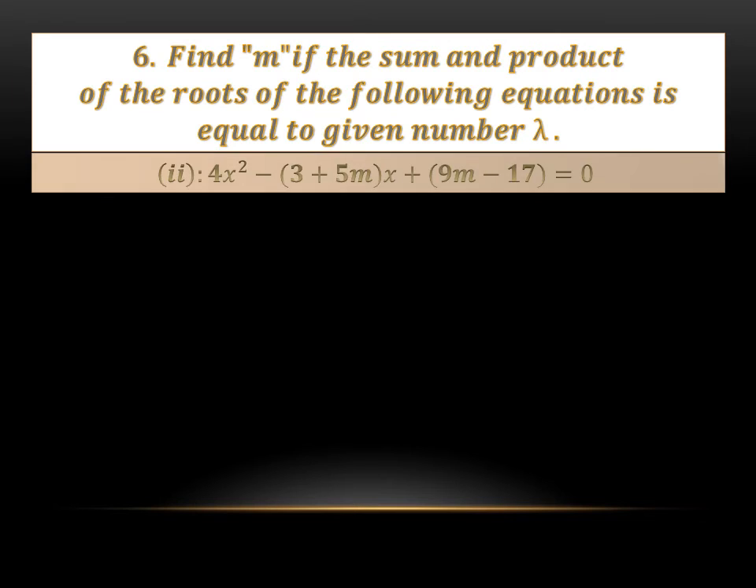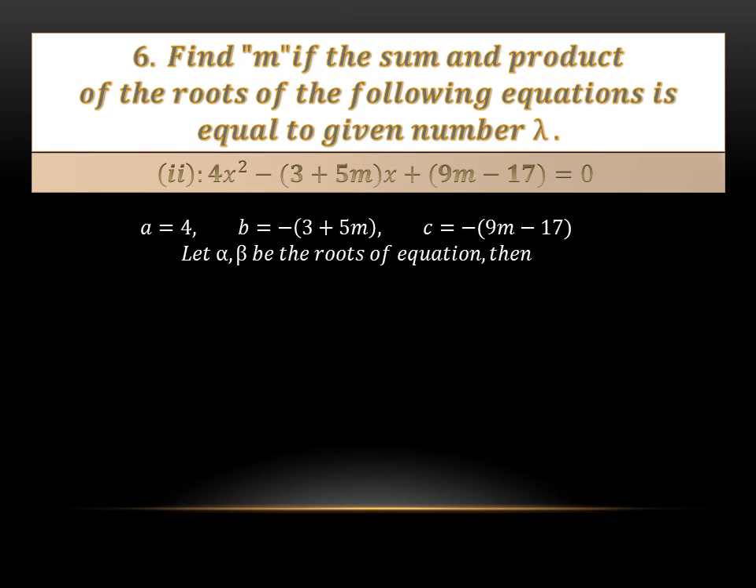So the second part of question number 6 states 4x squared minus (3 plus 5m) into x plus 9m minus 17 equals 0. So the coefficient of x squared denotes a, which is 4. The coefficient of x, which is minus (3 plus 5m), will denote b, and the constant term will be c.